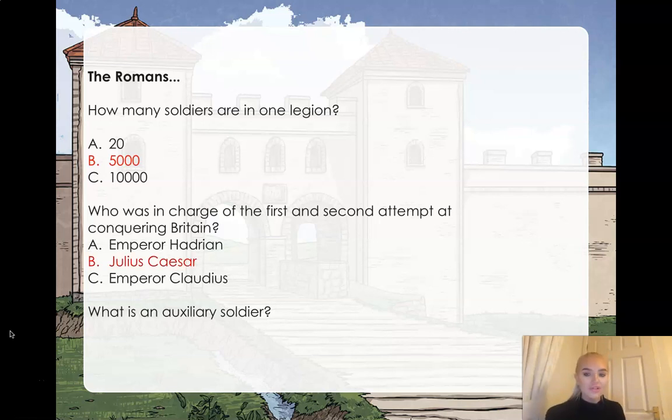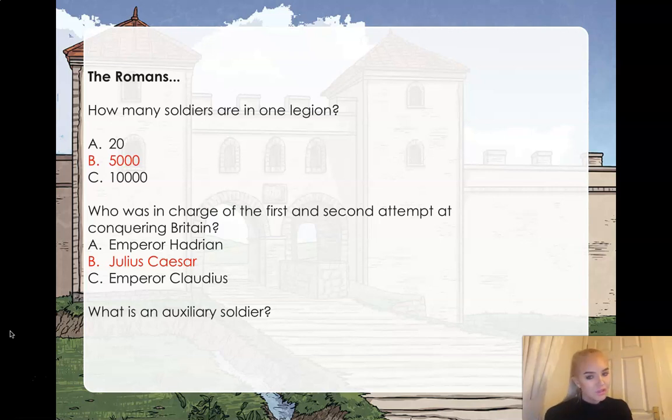Who was Emperor Hadrian in charge of? What did he order? That's right, he ordered Hadrian's Wall to be built. And Marcus, I'm sure you still remember the date that it was built, which was 122 AD. And why was Emperor Claudius significant during the Romans era? Do you remember, Year 4? That's right, he was in charge during the third and final attempt at conquering Britain.